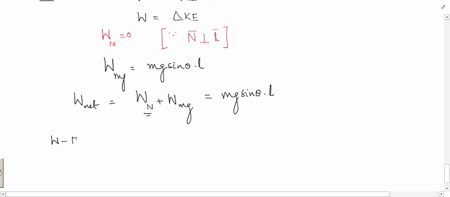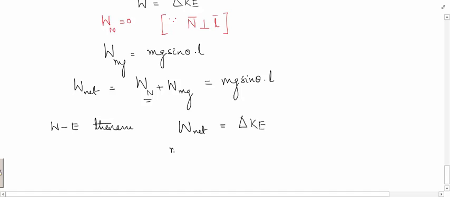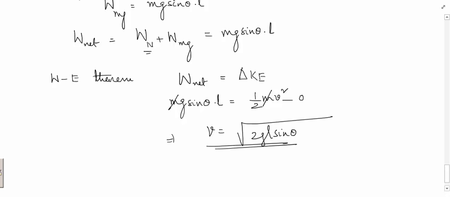Now you can apply work energy theorem. According to this, net work done is equal to change in kinetic energy. What is the net work done here? Only by weight. Mg sin theta into L is equal to final kinetic energy on reaching down, which is half mv square. Initially it is at rest, therefore initial kinetic energy is 0. Velocity acquired by the body is square root of 2gL sin theta. That is the answer to this.